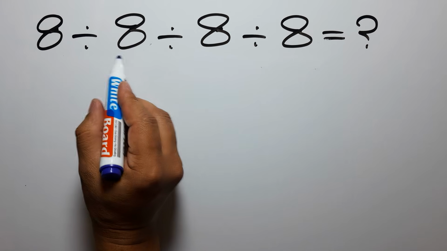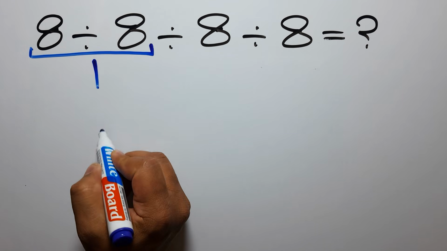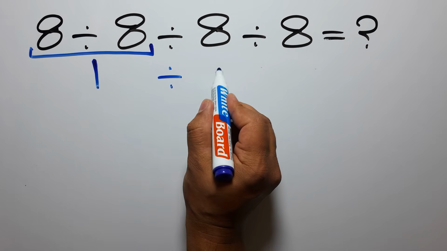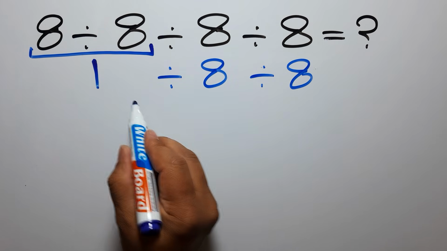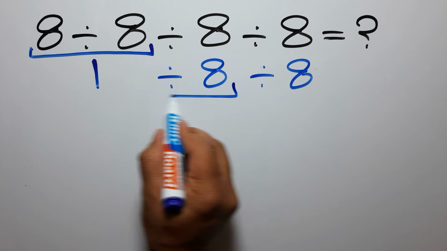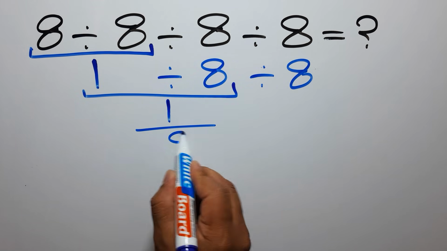So first we have to do this division. 8 divided by 8 is just 1. So we have 1 divided by 8 and again divided by 8. Now we have to do this division. 1 divided by 8 can be written as 1 over 8.